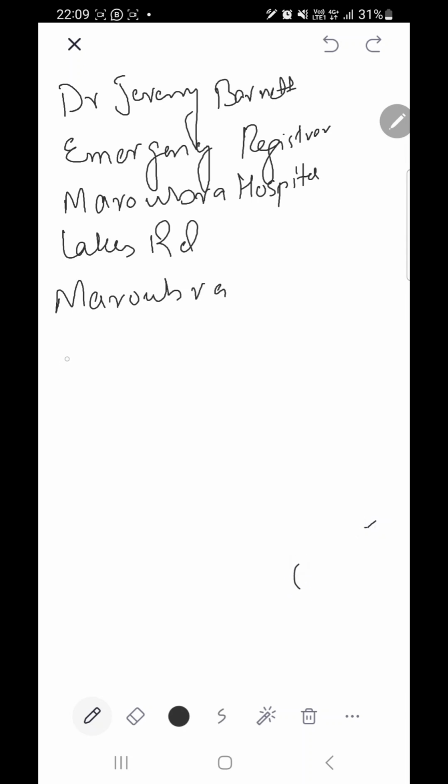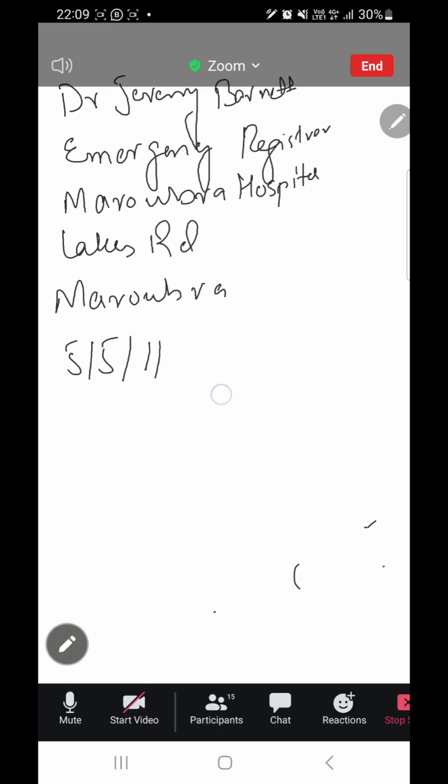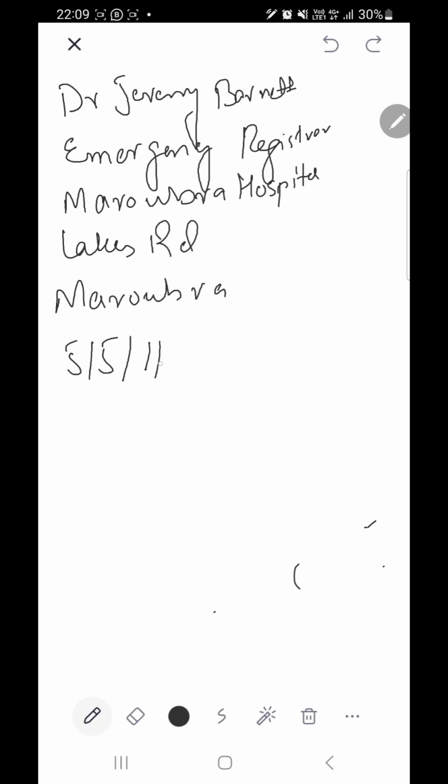Afterward, you can write down the date, which could be the exam date, or in the recent exam, they would have written the date, which you can assume. Anyhow, whatever date has been written in the last visit, 5/5/11, you can write down over here. The date can be written over here as well, on the top left corner, right over here.